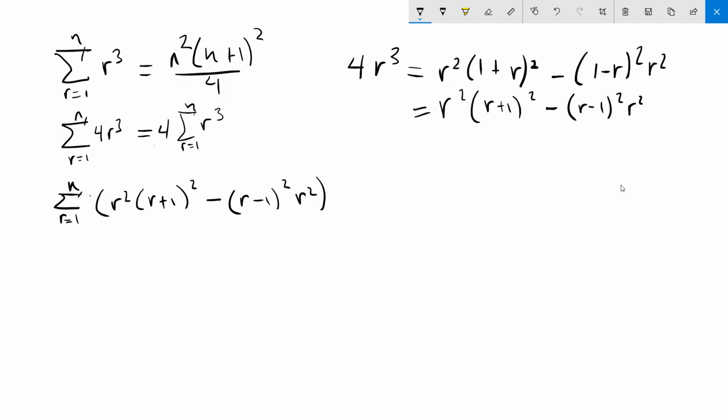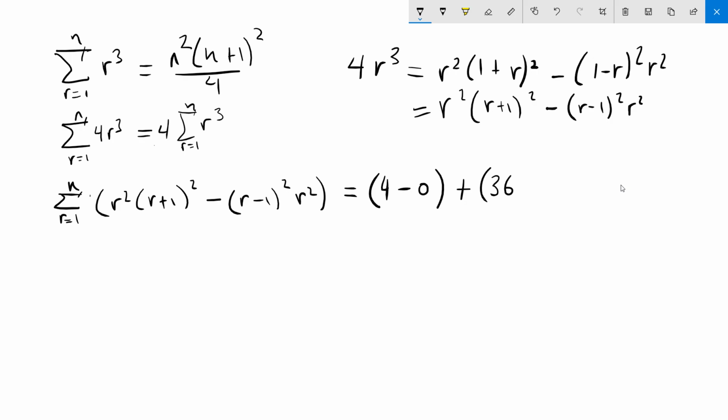Let's write this out term for term. What's our first term going to give us? Well, let's just plug in 1 for r. So we get 1 times (1 + 1), which is 2, squared. So this first term would be 4. Here we get 1 minus 1 is 0, so we already know that that's 0, so we'd be subtracting off 0 as our first term. Our second term would be plugging in 2. Here we get 2 squared, which is 4, times (2 + 1), which is 3, squared is 9. So 4 times 9, which is 36.